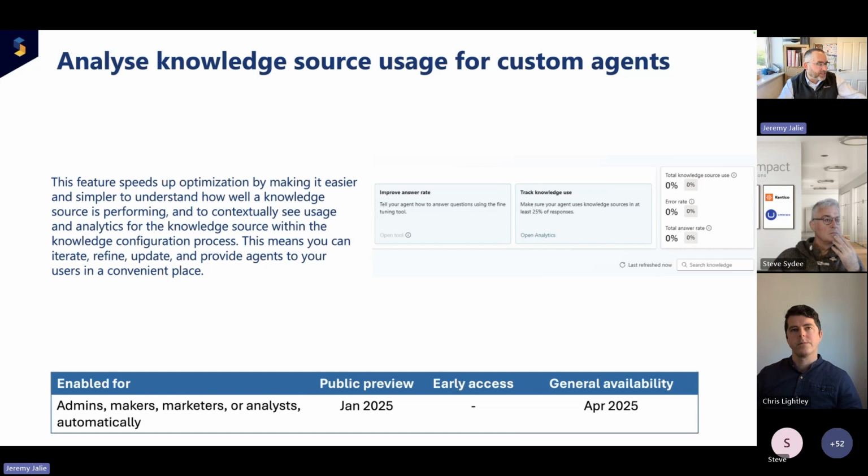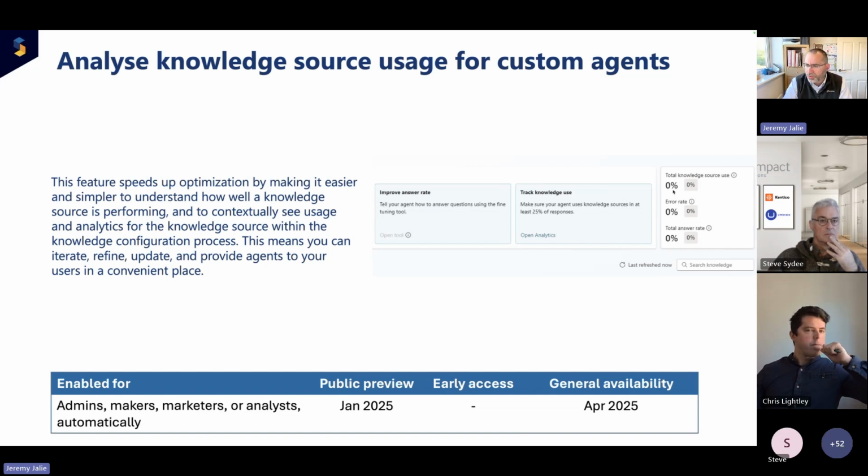The next one is analyzing knowledge sources. So knowledge sources are collateral that you give the agent to give it knowledge about your organization. So they're documents, your brand Bible, they're things about what you do and what makes your organization unique. And then the agent can use that information to tailor its responses.